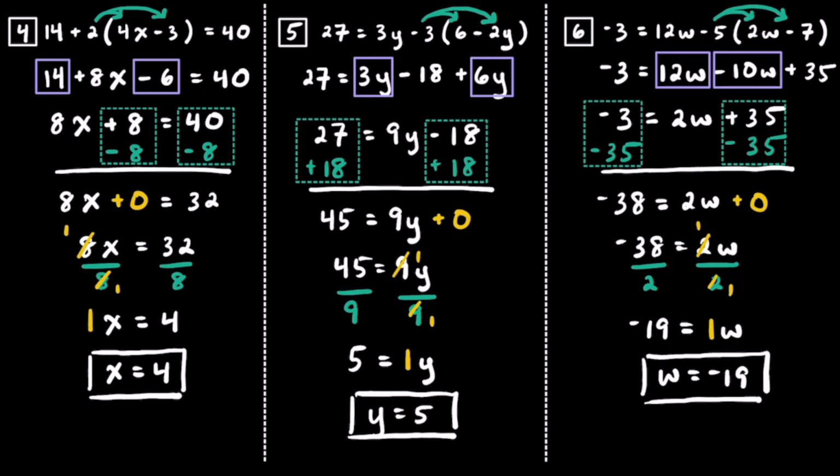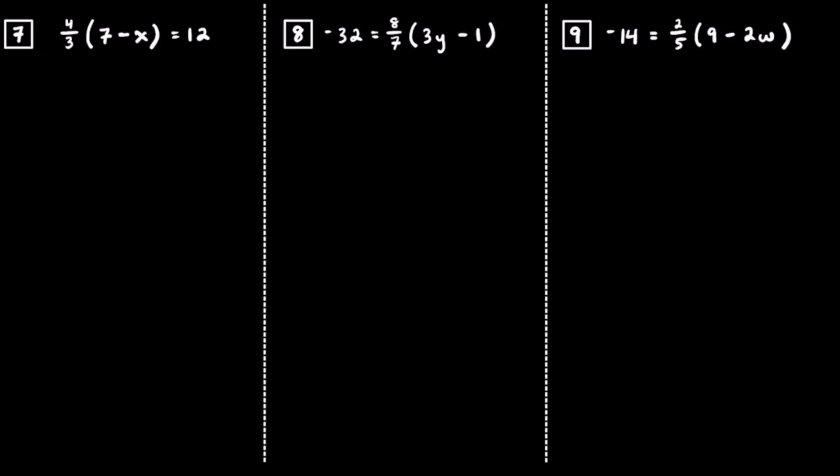And there you have 3 different examples where you have to use the distributive property first, then combine like terms, and then solve a 2-step equation. So for these last 3 examples, let's try solving these multi-step equations by using the concept of reciprocals.